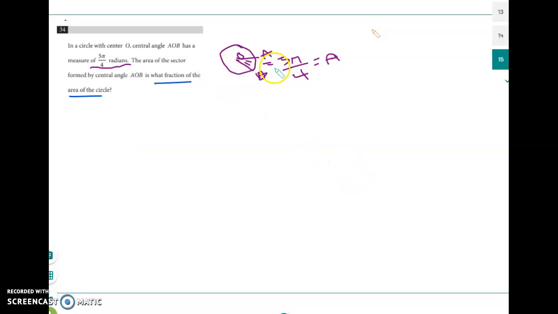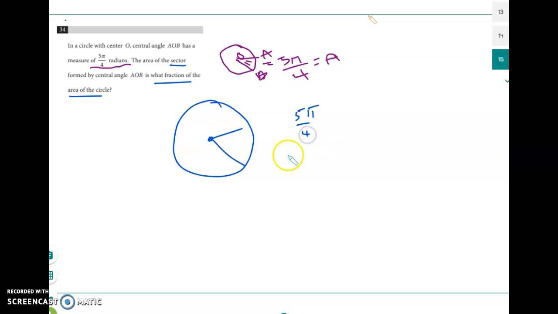Okay. So AOB measures 5 pi over 4, and obviously that's the angle of the sector, I mean the angle formed by the sector. Okay, does that make sense? Now since we have that circle and this part is 5 pi over 4, but my total circle is 2 pi. Okay, so this is the total circle angle, and this is the sector angle.